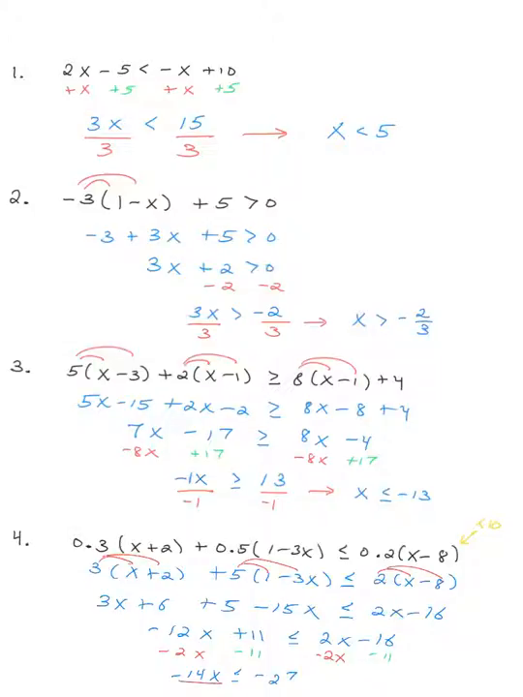I'll divide both sides by negative 14. Here I'm dividing by a negative number that changes the direction of the inequality. We get x is greater than or equal to, and if we simplify this, we get a positive 27 over 14.